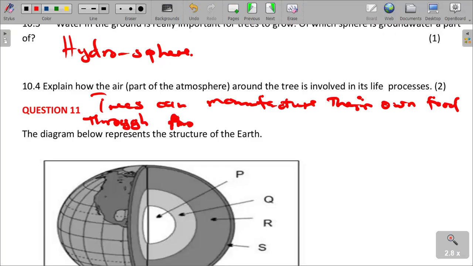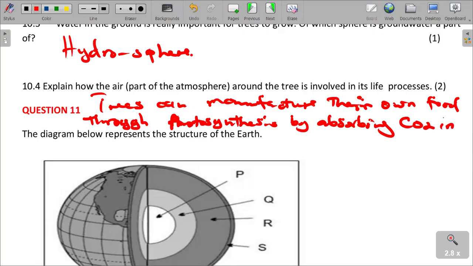Through photosynthesis, by absorbing carbon dioxide in the atmosphere. So for plants to survive, they absorb the carbon dioxide in the atmosphere so that the trees can make their own food. That is what we need to understand.